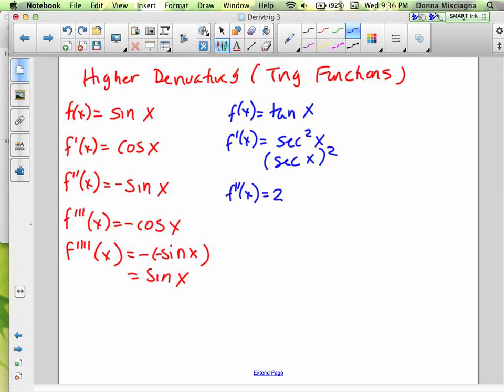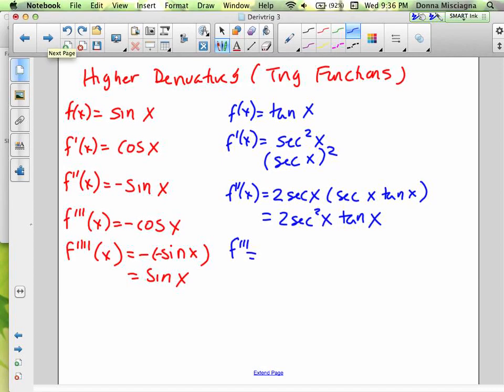So the second derivative would be 2 secant x, and then I have to take the derivative of secant x, which would be secant x tangent x. I could simplify that. I could multiply the two secants together. So f double prime of x is going to equal 2 secant squared x tangent x. Well, that didn't get simpler. That got more complicated. And if I took the third derivative, now I've got a product rule.